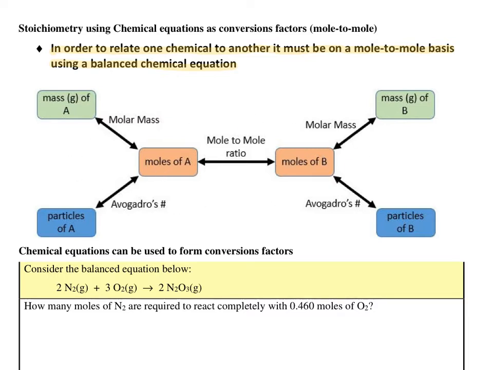Now, there are different ways to get to moles. These are just illustrating two of the ways to get to the moles of something. But at its core, every stoichiometry problem is a mole-to-mole ratio using a balanced chemical equation.